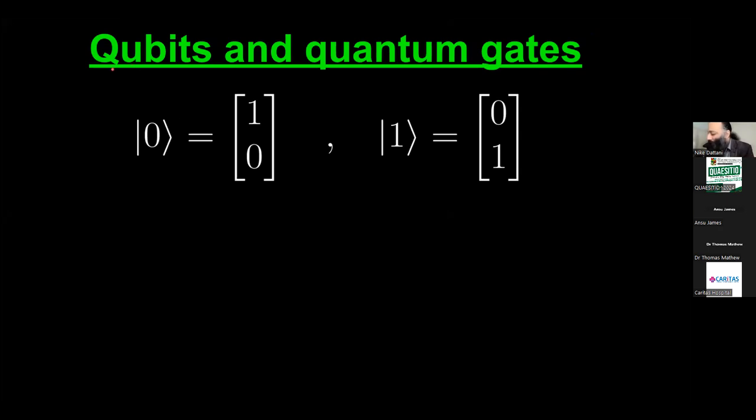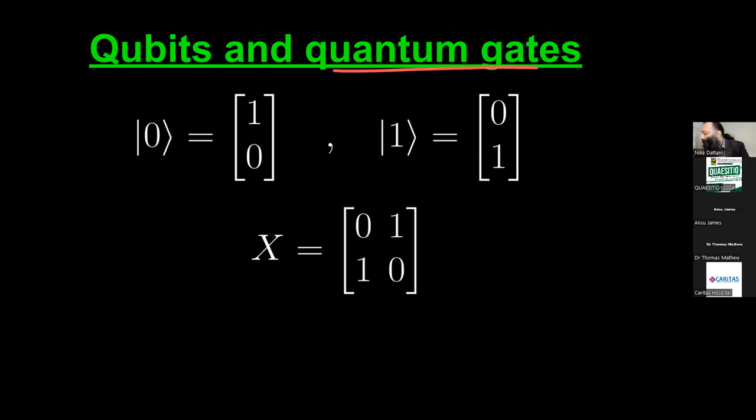I'll first talk about qubits. We represent qubits using this notation. So this is a qubit and this is a qubit. This qubit represents this vector 1, 0. This qubit is 0, 1. We have zeros and ones just like we do in classical computing, but these zeros and ones are represented by vectors. And quantum gates, these are like logic gates, but for quantum computers, they are represented by matrices.